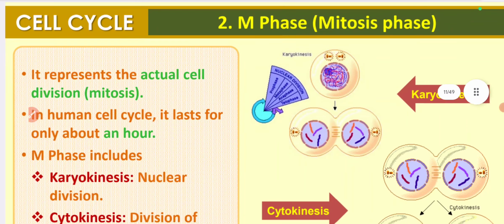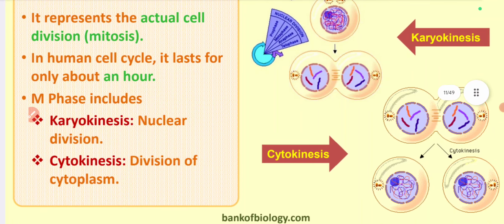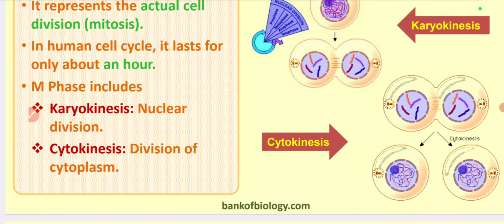Now the important or main phase, that is called M phase or mitosis phase. It represents the actual cell division, which is called mitosis. In the human cell cycle, it lasts for only about 1 hour. Okay. M phase includes karyokinesis, that means nuclear division, and cytokinesis, that means division of cytoplasm.